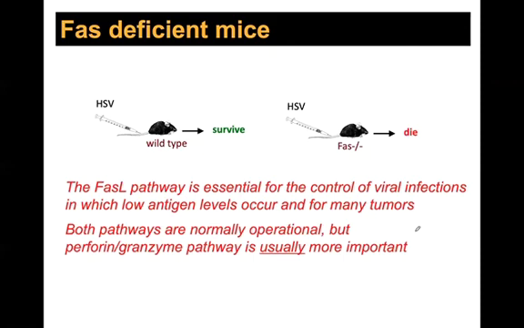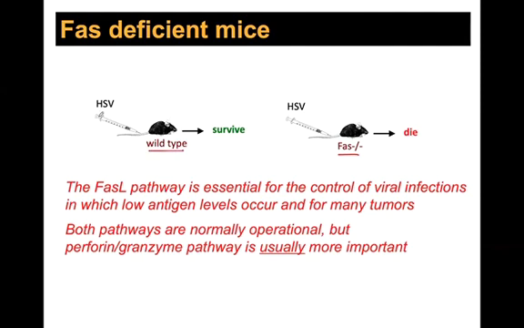So why do we know this is important? Well, you can do the same kinds of experiments, but instead of influenza, you infect mice with something that causes a lot less antigen. As I said, herpes viruses will typically become latent, and so it's hard to detect them. There's very little antigen. And so if you take mice that are deficient in FAS, they cannot detect a low level of antigen.